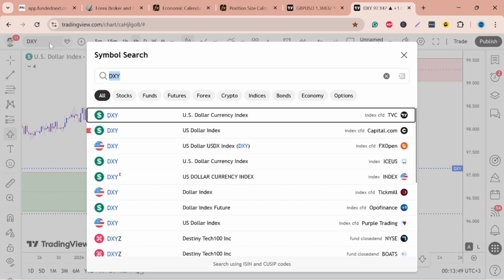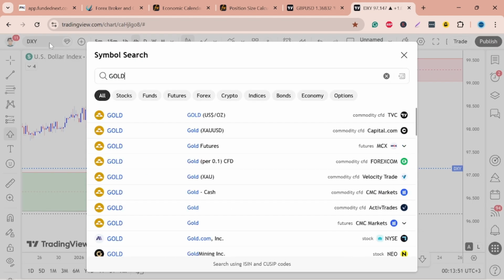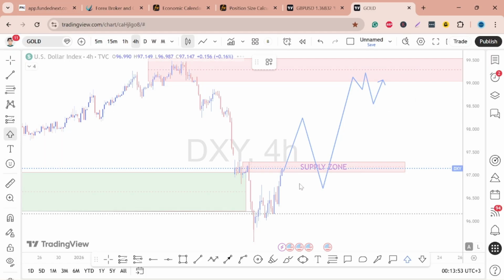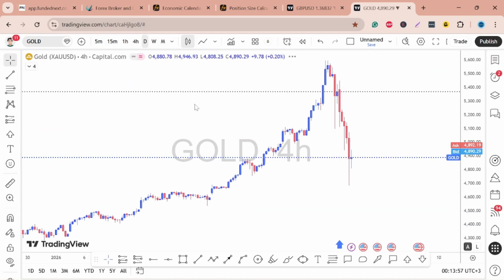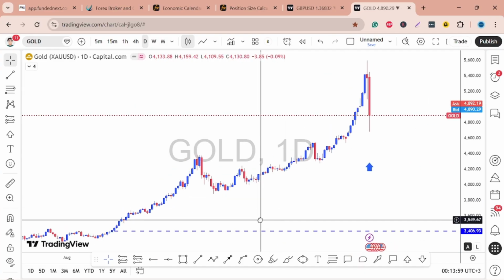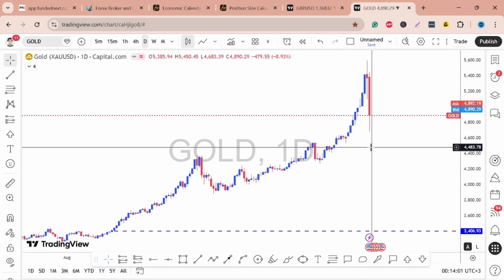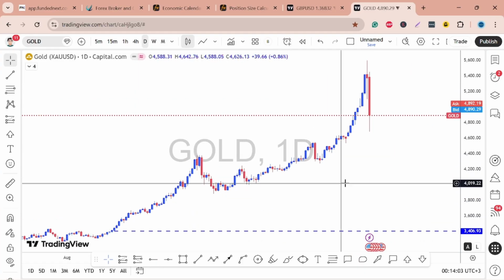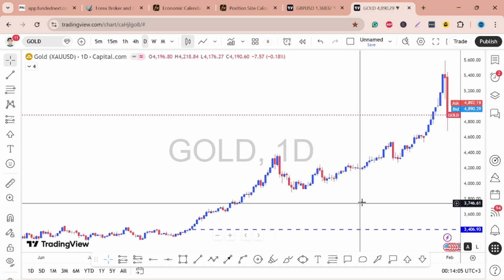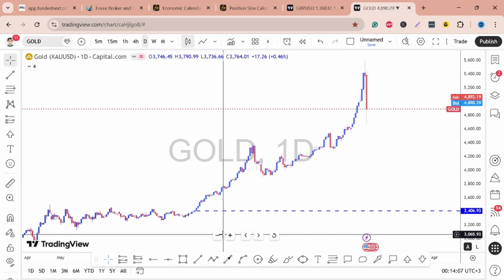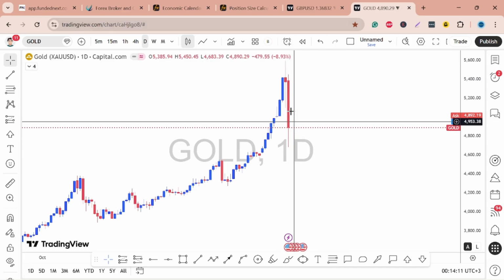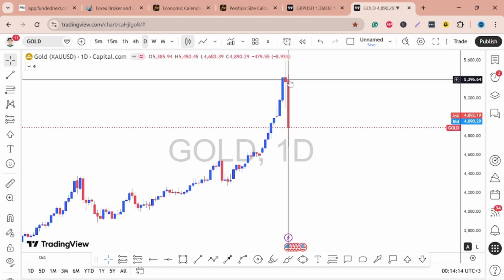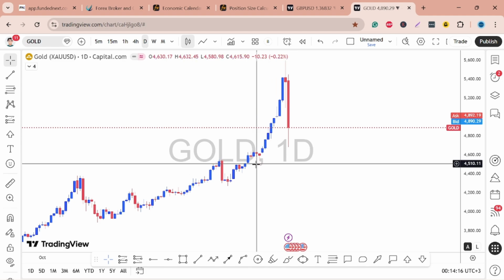Now let's look at gold. Gold has been overall very bullish, but last week was a shocker because gold liquidated so many people who are taking their buy positions. So looking at gold from the daily time frame, we see price closed very bearish.